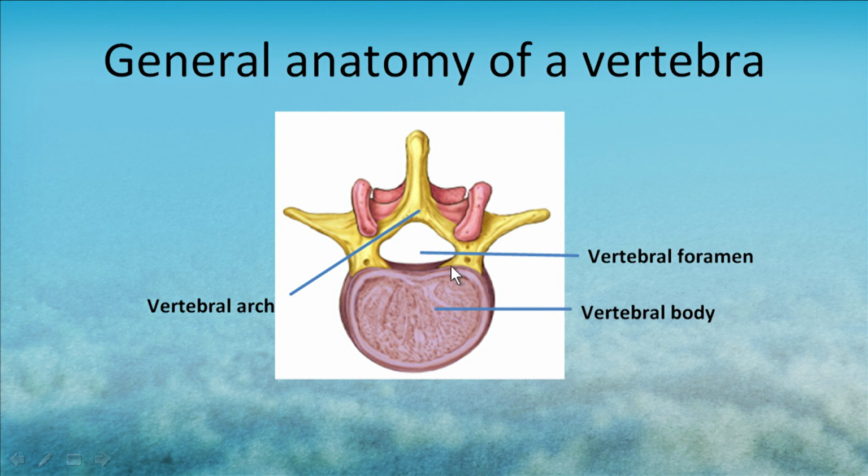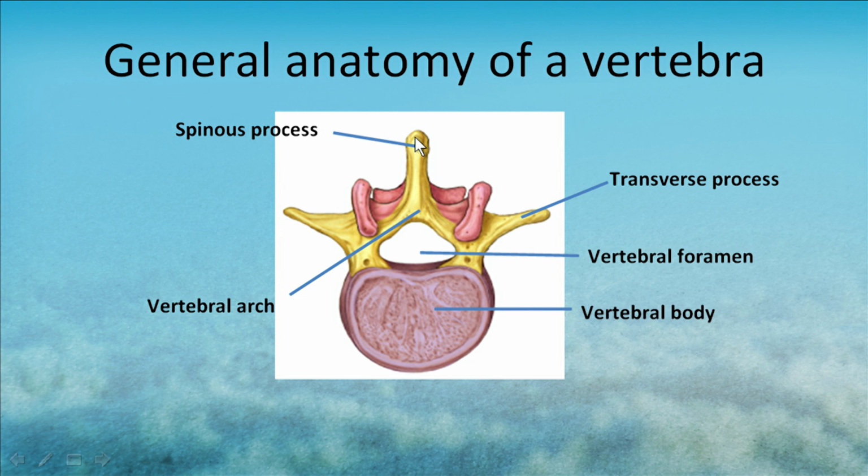Additionally, we seem to have these projections. Any projection is called a process, and so we have a couple of them. We have two that basically go out or flare out, and both of those are called transverse processes, and I've got them marked here. There's one, and the other is on the other side. And then we have one that runs straight back, and that's called the spinous process. If you have a partner that's willing, you can run your finger along the spinal column of your partner, and what you are feeling, those ridges, are the spinous processes. So those represent the processes that are protruding out from the arch.